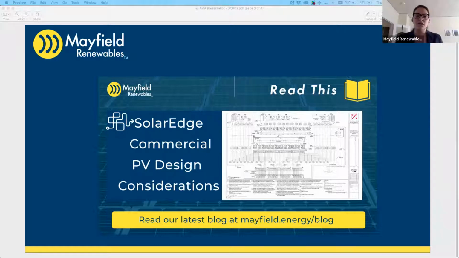Excellent. So it seems to be a common thing that occurs: lack of resources or lack of easy to find information that you need. So I'm glad that you are sharing that. What tips do you have for a designer who's going to be using SolarEdge optimizers and trying to figure out OCPD?